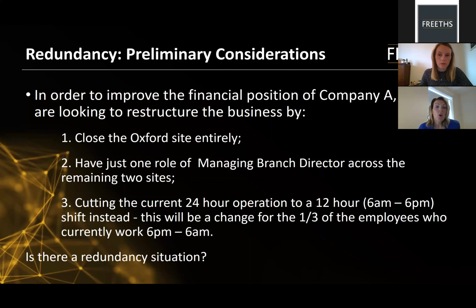Secondly, we've then got one role of managing branch director across the remaining 2 sites. And you recall from the organogram, there were 3 managing branch directors. So clearly, again, there is a diminished requirement of the business for employees to do work of a particular kind. And then lastly, we've got this change in shift patterns.